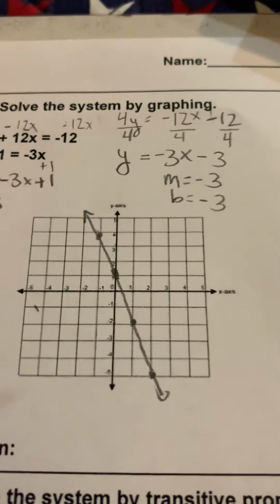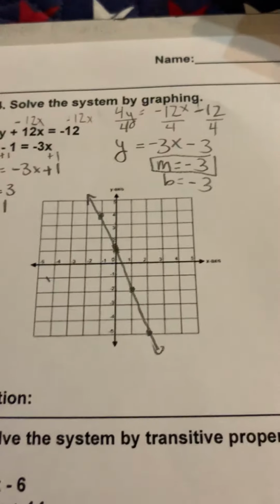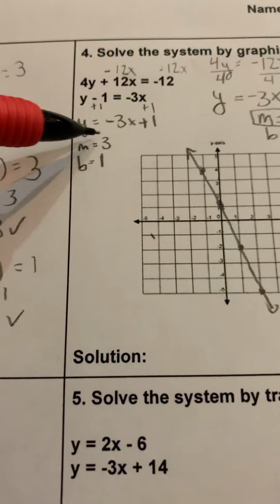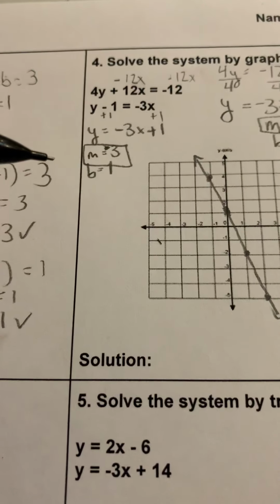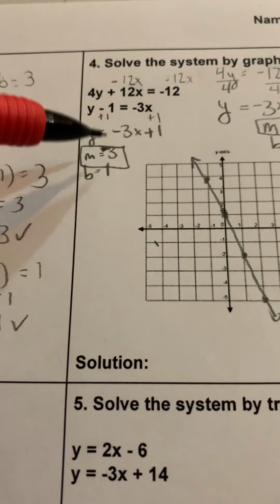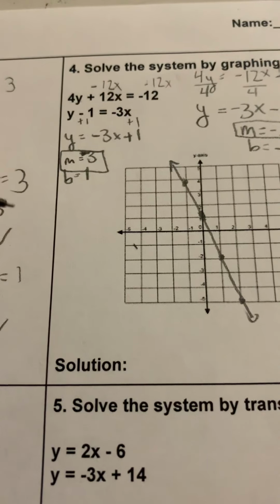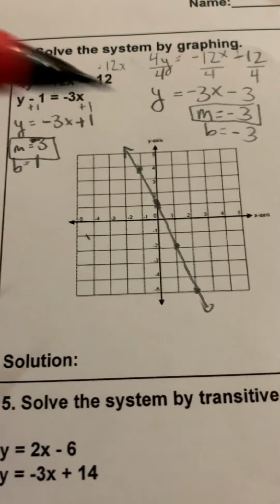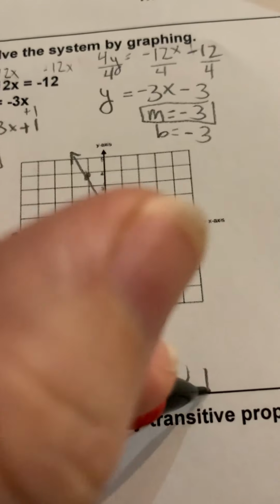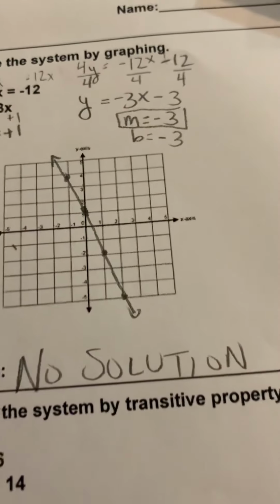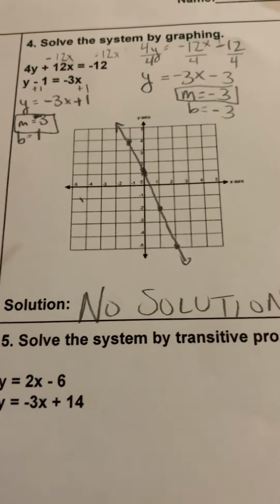Now, one of the things I want you to pick up on right away is that you notice that the slope here is negative 3, and the slope here is negative 3. I should have put this was a negative 3. Okay, so when you have the same slope, that means that the lines will never intersect. So that means that there is no solution. If the lines are never going to intersect, then there's no solution because they'll be parallel lines.